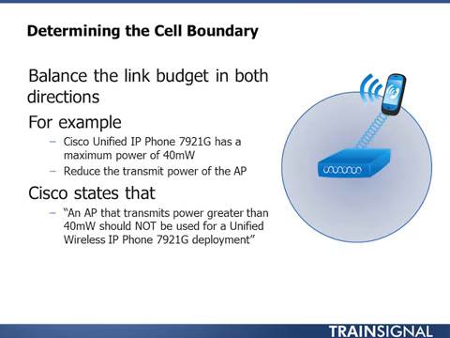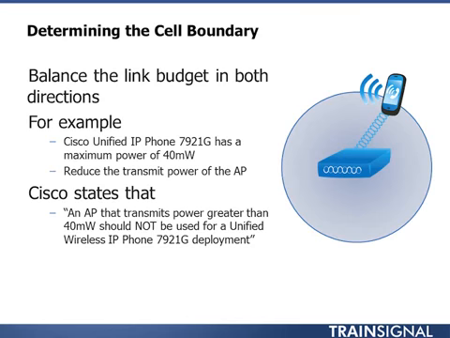Now here's some boundary recommendations for voice. Now ideally for voice, what you want to do is you want to disable any data rates below 24 megabits per second on your access points. What that means is it will shrink your coverage because you won't be able to go as far as you would be if you were able to transmit as low as 1 megabit per second.